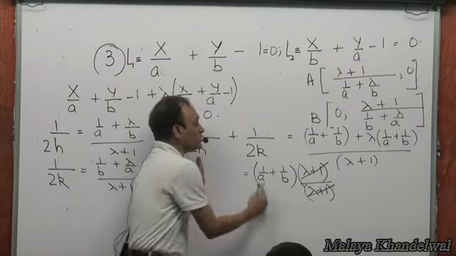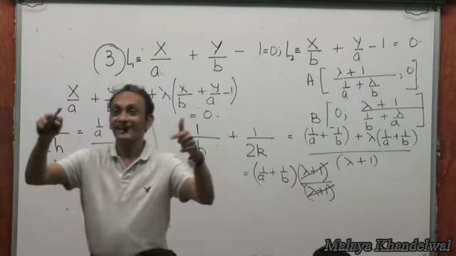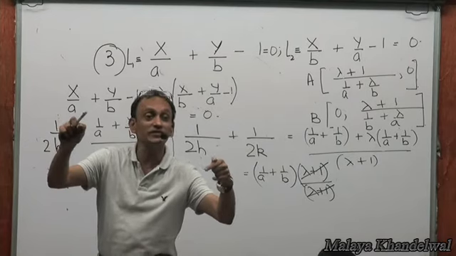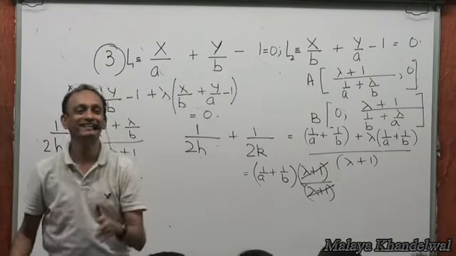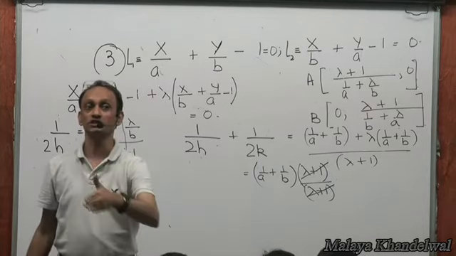1 by 2H, 1 by 2K is 1 by A plus 1 by B. No, don't do that. I'll give you better opportunities for doing that. Rather, he will do that. And then perform the last rites on this.